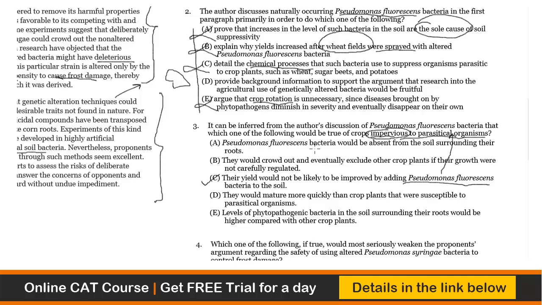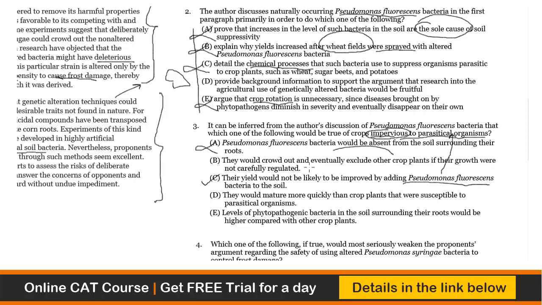And Pseudomonas fluorescens bacteria would be absent from the soil. They might be present, but the effect may not be there. Understand this, the Pseudomonas might be present in the soil, but they may not have the impact because the crops are impervious. The imperviousness of the crop has nothing to do with the presence or the absence of the Pseudomonas.